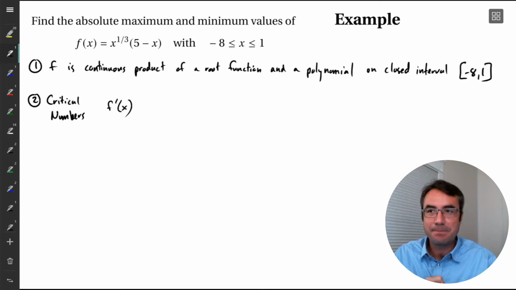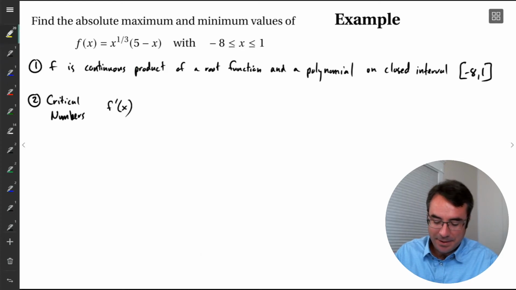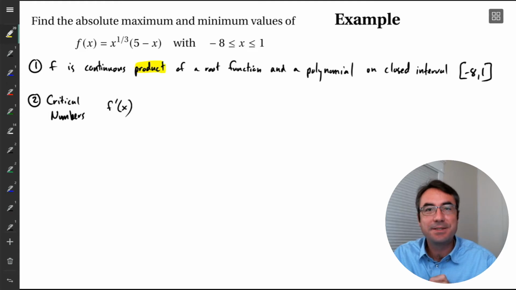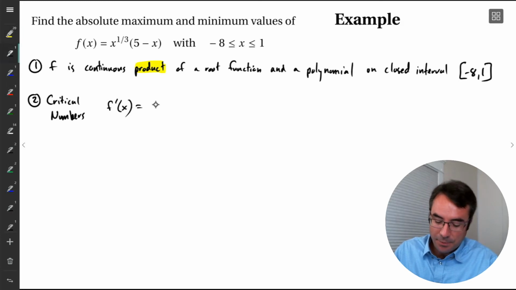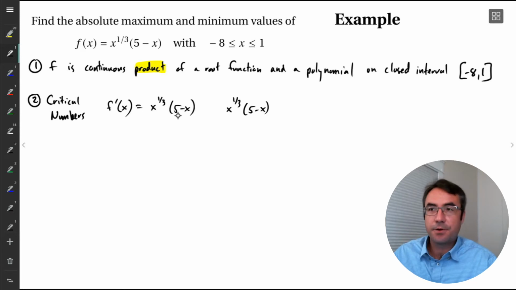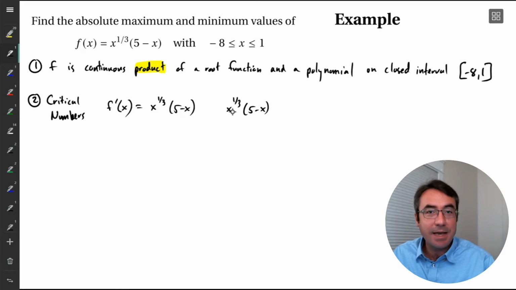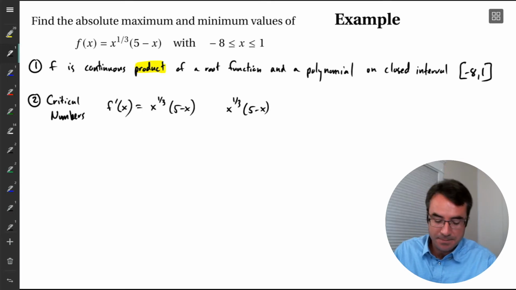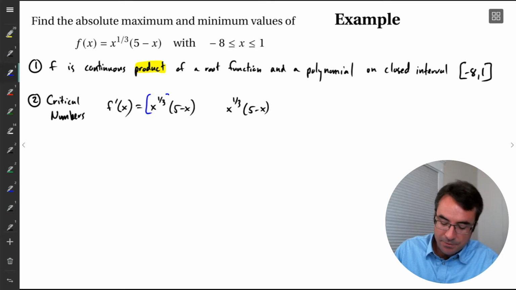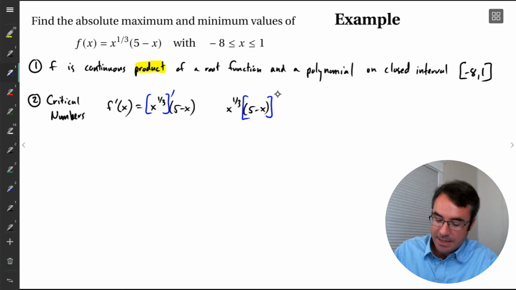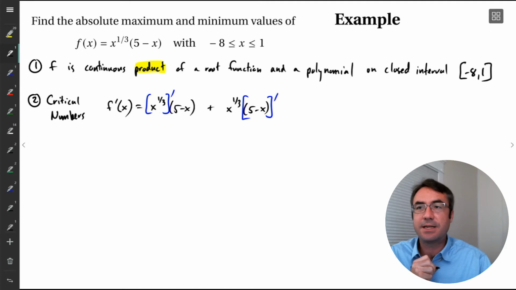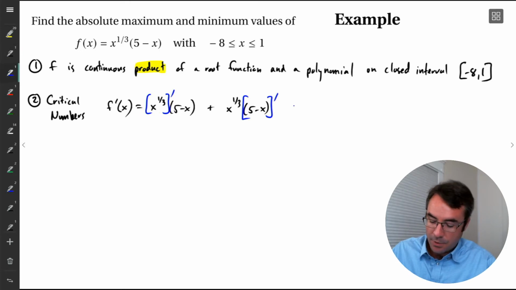So let's calculate. And one kind of key word here is this was a product. We identified that it was a product here. So in order to do the derivative, we got to use product rule. So let's apply the product rule. So we write down 2 copies of our product. X raised to the 1/3 times 5 minus x, and then a second copy, x raised to the 1/3 times 5 minus x. In the first copy, we apply the derivative to the first part. In the second copy, we apply it to the second part. And then for product rule, we put a plus sign there in the middle. So that is our product rule.